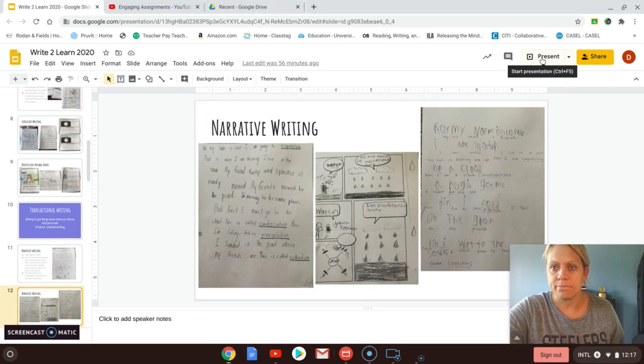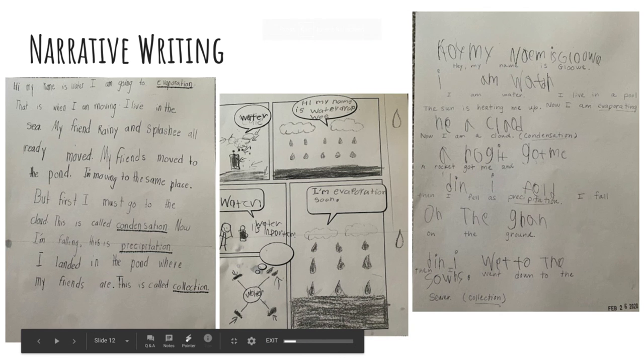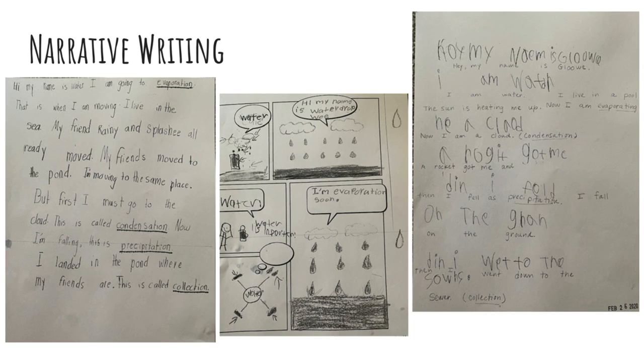I'm going to make it big again. Okay, so we were looking at some more examples of the kids' water cycle writing. This is from this current year, around 2019, 2020. You can see three very different levels or styles of writing, I guess. The first and the third one are more of just a narrative, and I can give you a minute to read them.